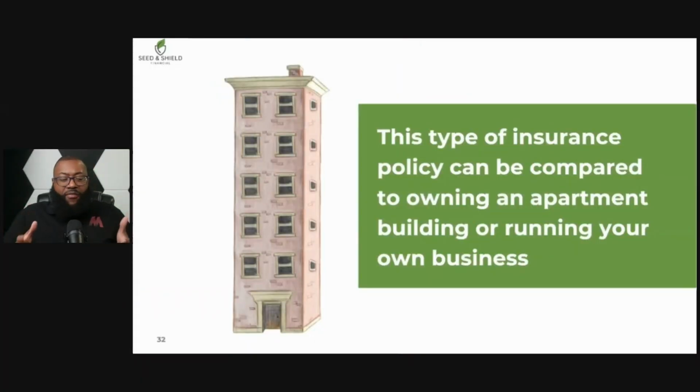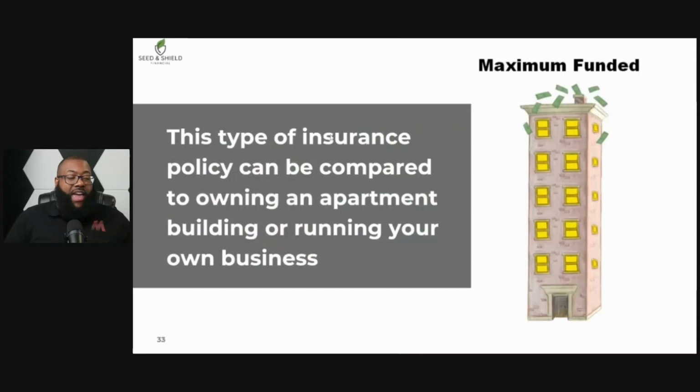So this type of insurance policy can be compared to owning an apartment building or running your own business, right? Some of you watching this might know me as Moses the Mentor, and I am a real estate investor as well. So this analogy hits home for me, and hopefully it does for you. So if you owned a 5-unit apartment building, the way you make money on this apartment building would be if you had tenants.